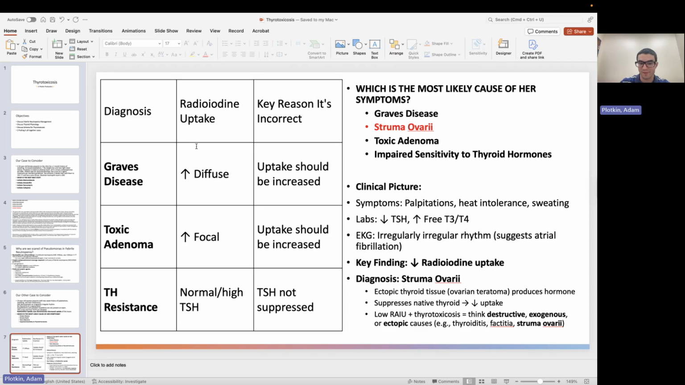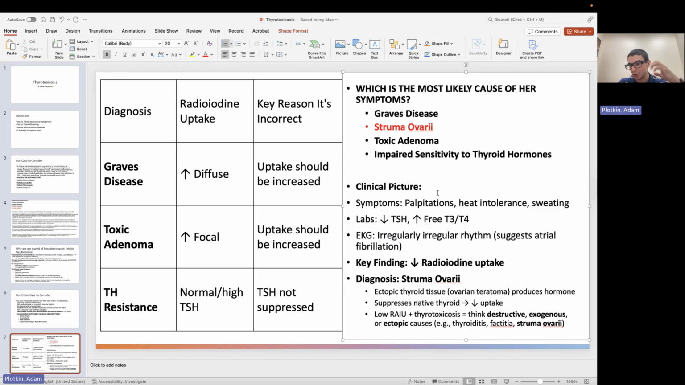Graves' disease is going to have diffuse uptake. Okay. Toxic adenoma is going to have increased uptake, and it's going to be focal. With thyroid hormone resistance, we'll see normal or high TSH. In this case, we saw low TSH. So again, we're going to talk about all these in depth, but really, struma ovari is an ectopic thyroid tissue found in ovarian teratoma that produces T4, T3. Those T4 and T3 feed back and shut down the production of TSH. So we see low TSH.